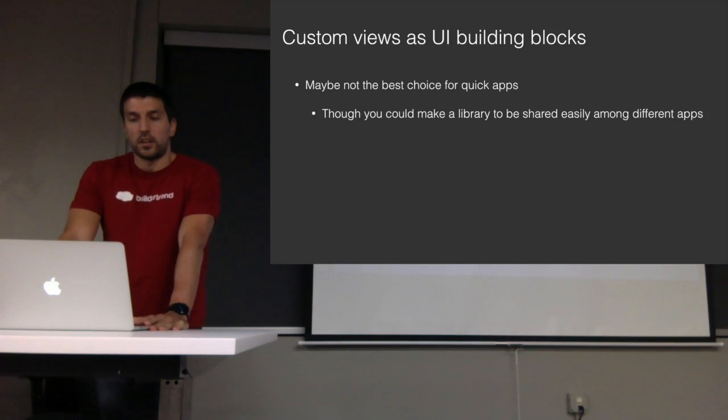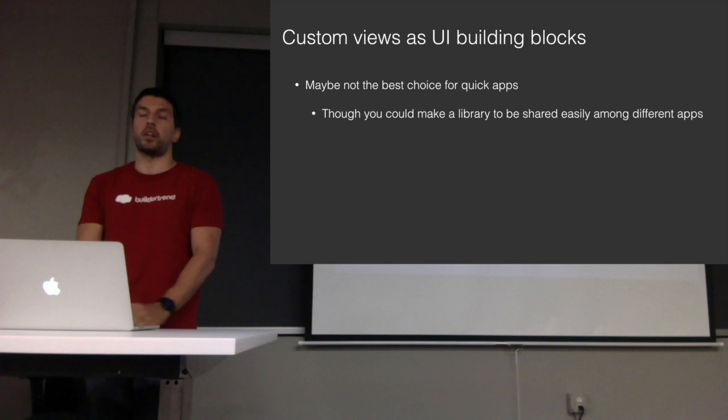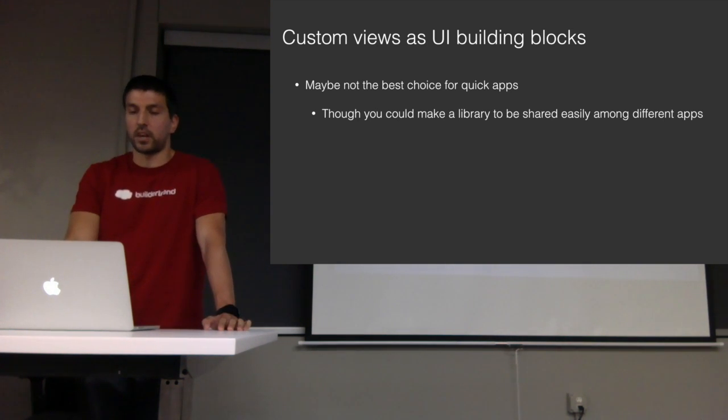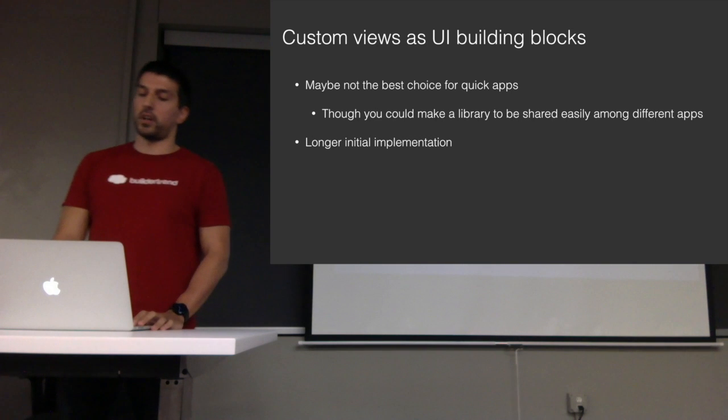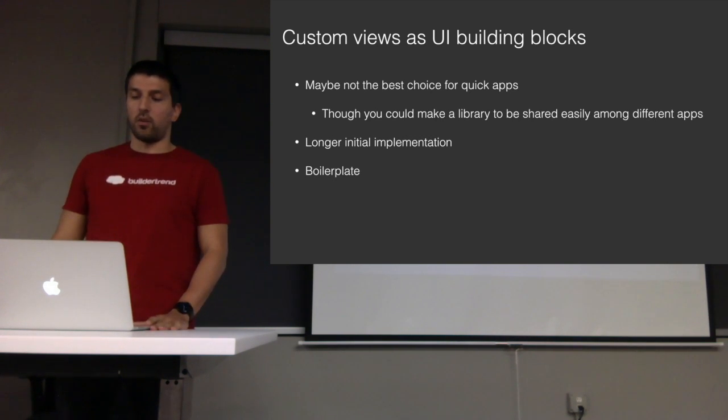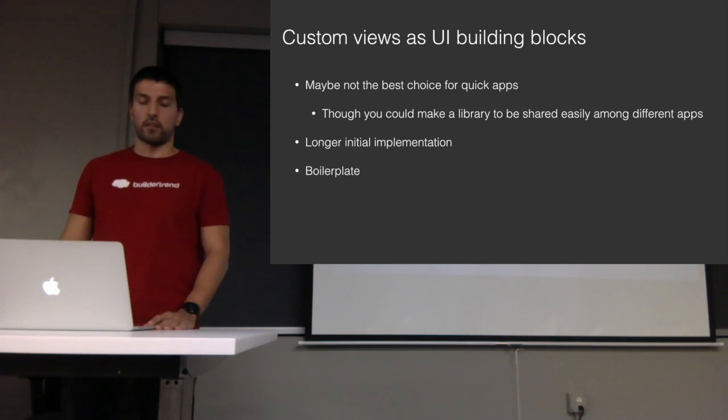So, back to using custom views as the building blocks. If you're just doing a quick app, especially one or two screens, it's probably not the best choice, though you could make a library that implements this backstack for you that you can reuse across apps, and that would obviously cut down on future apps' startup time. So there's a longer initial implementation since you have to build that all yourself, and that comes with boilerplate. All three of these are basically saying the same thing: it just takes longer to get going when you have to implement something like that from scratch.